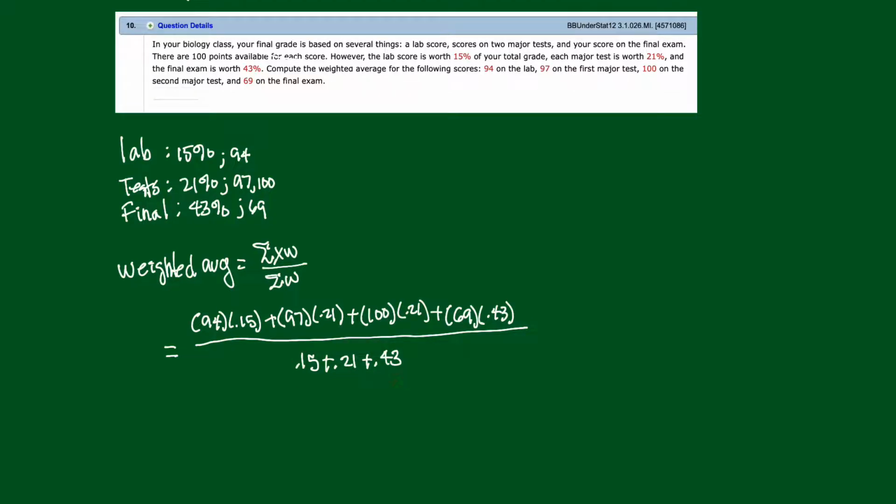What I have here, those add up to, if I just do these right here, these add up to 0.79. They should add up to 100%. What's wrong? Well, what's wrong is this.